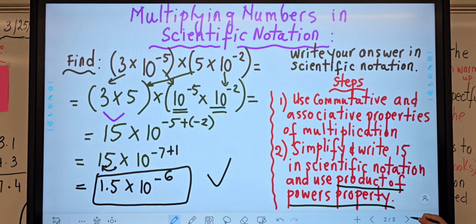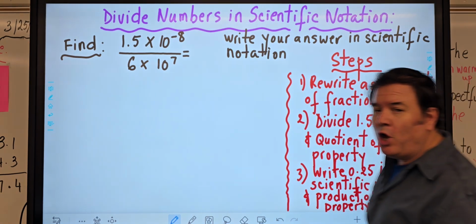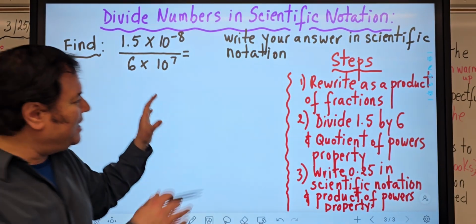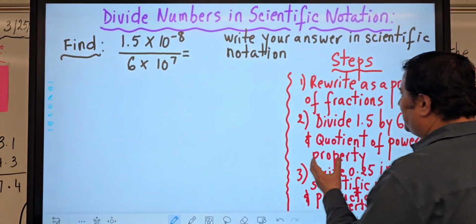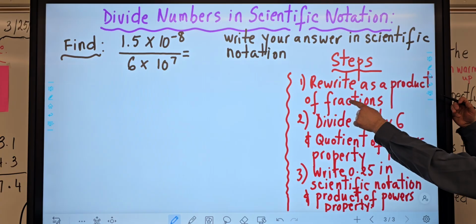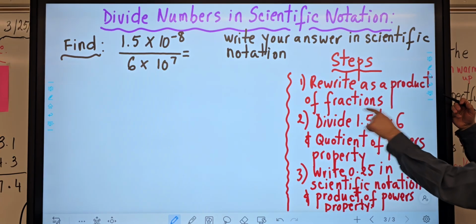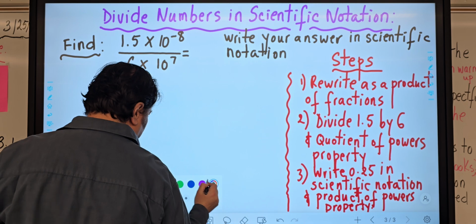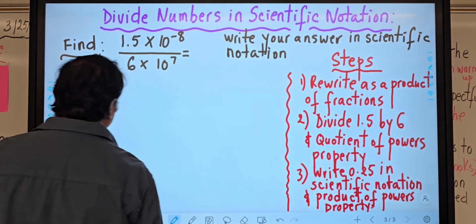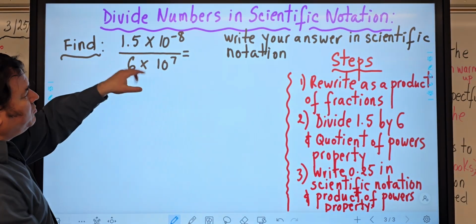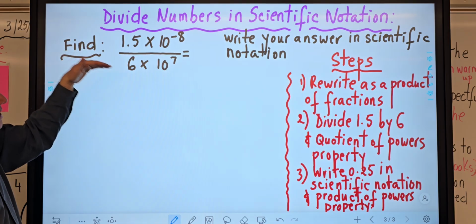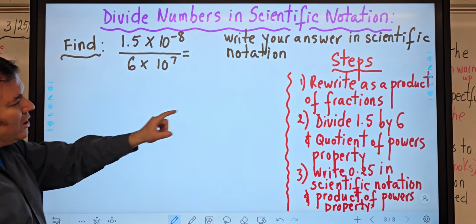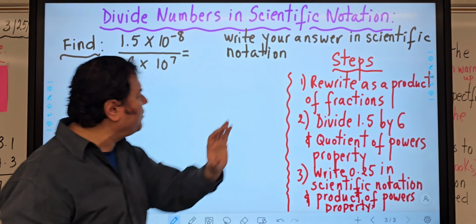Let's take a look at another example. In this example here, we are going to divide numbers in scientific notation. And here we have some steps. First of all, we are going to rewrite as a product of fractions. Take a look at this problem here. In that problem, we have 1.5 times 10 to the negative 8 divided by 6 times 10 to the positive 7. So we are going to rewrite as a product of fractions.